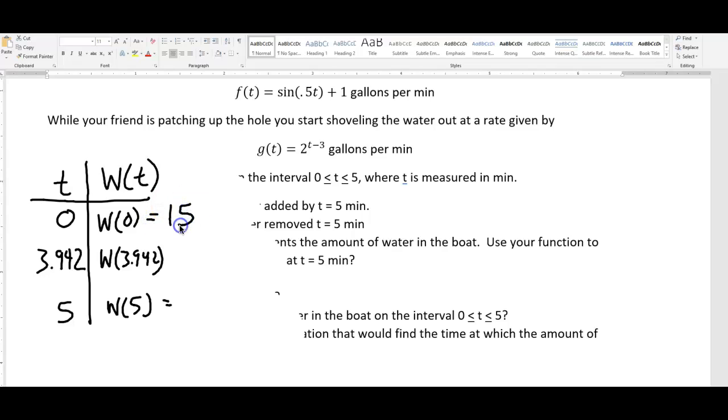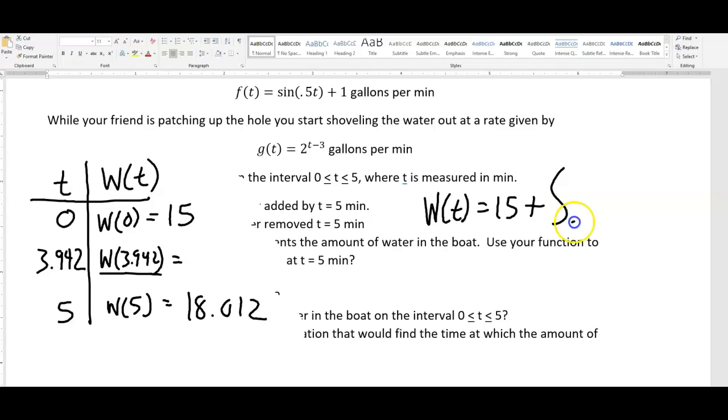The starting amount of water is 15 gallons. At 5 minutes, we already answered that question too, and we found that that was 18.012. And so now we need to figure out what that one is. We're just going to go back to that W of t function, the total amount of water function, and plug in the 3.942 number. For that, we'll use our graphing calculator once again. So I'll punch that in now, and we'll see what we get.